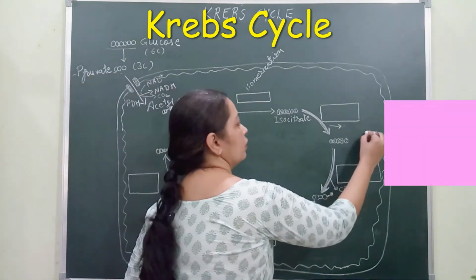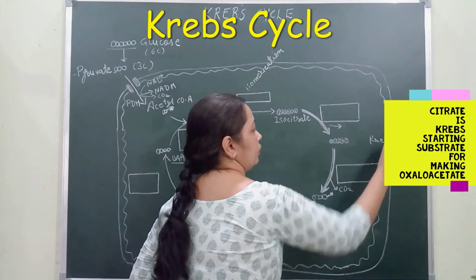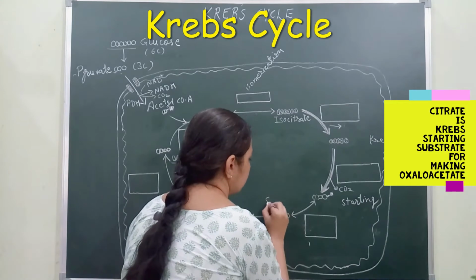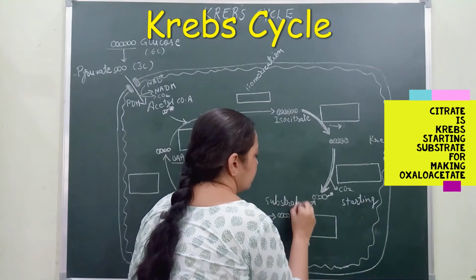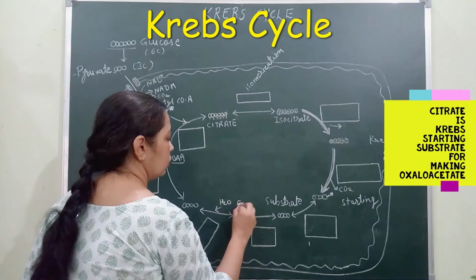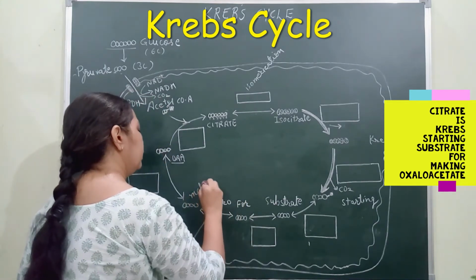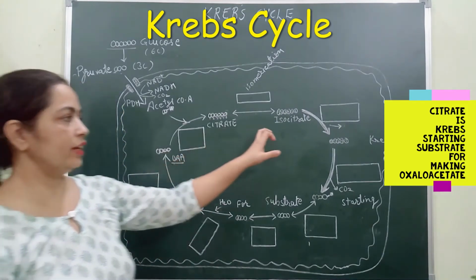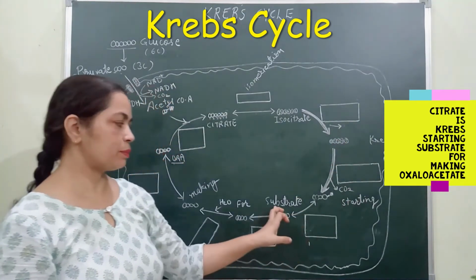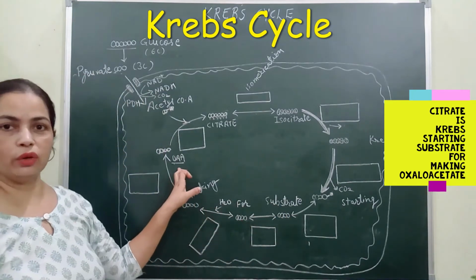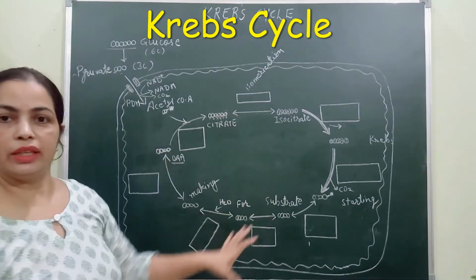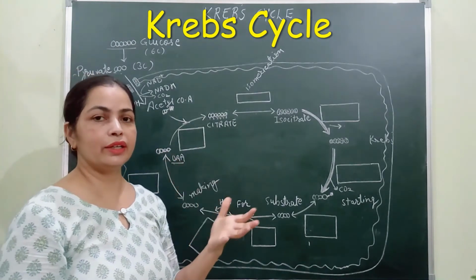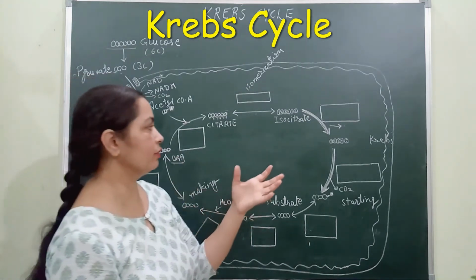Citrate is Krebs starting substrate for making oxaloacetate. So what is it? Citrate is Krebs starting substrate for making oxaloacetate. These are the substrates' mnemonic, and this is how we will correlate it with the names of the substrates. Now let's see that one by one.